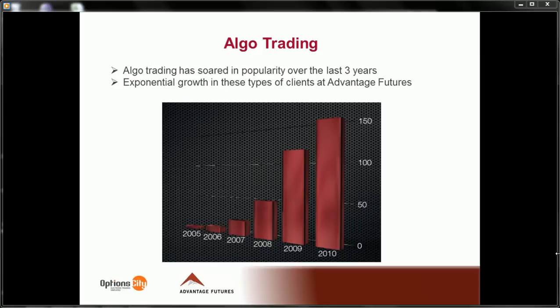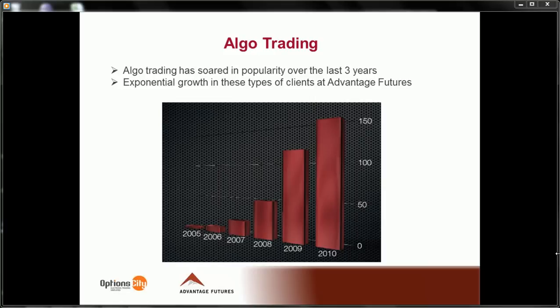Here's the chart I was talking about earlier. This is just algo trading in the last 5 years that we've seen, or last 10 years. 2011 is missing on here. We'll add it sometime later. I'd like to see what 2011 looks like. I think it's definitely higher than 150. I think we're closer to 200 right now.